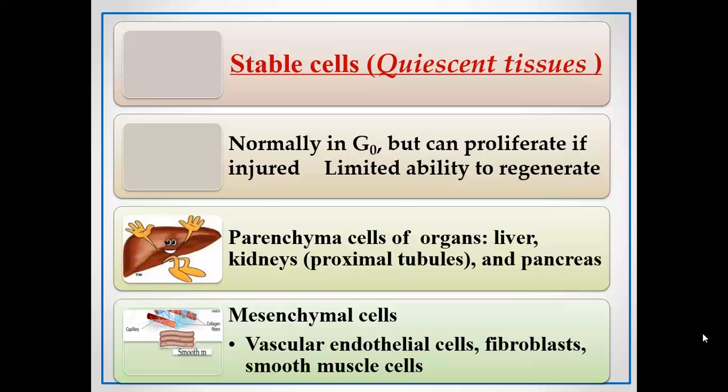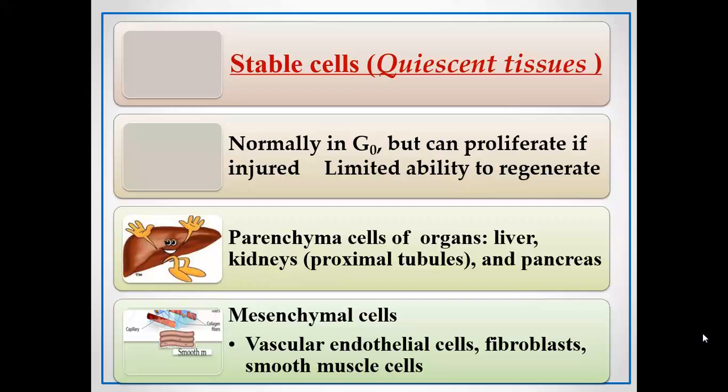Stable cells or quiescent tissue. Normally, they are in the G0 phase. They cannot proliferate unless injured; they are in G0 phase, however, they can proliferate if injured, with limited ability to regenerate. Well, they are stable, but when injured, they get into G1 phase and S phase and then regenerate and replicate, just on one condition: if the extracellular matrix is not affected, restoration to normal architecture and function will eventually happen.